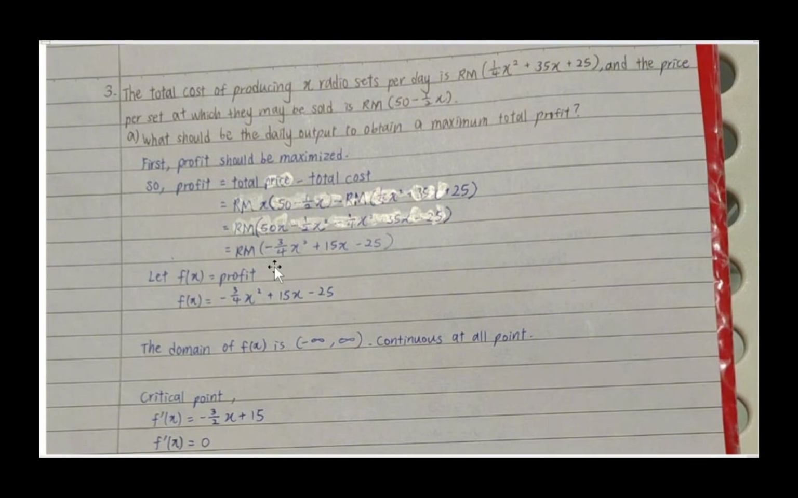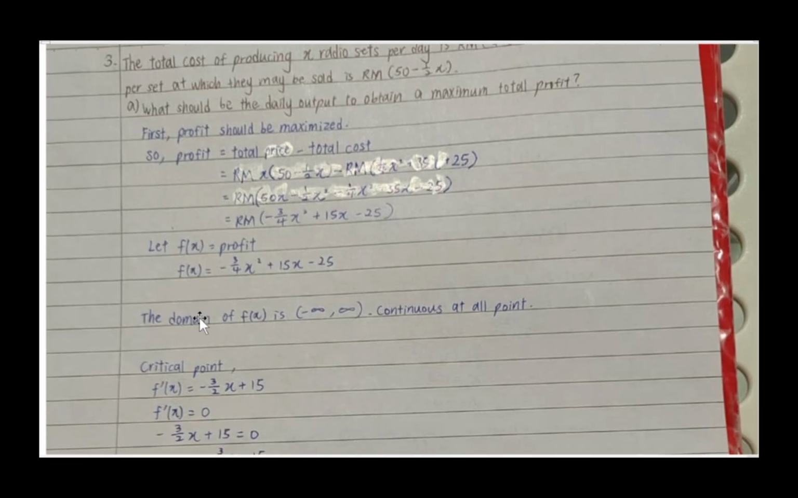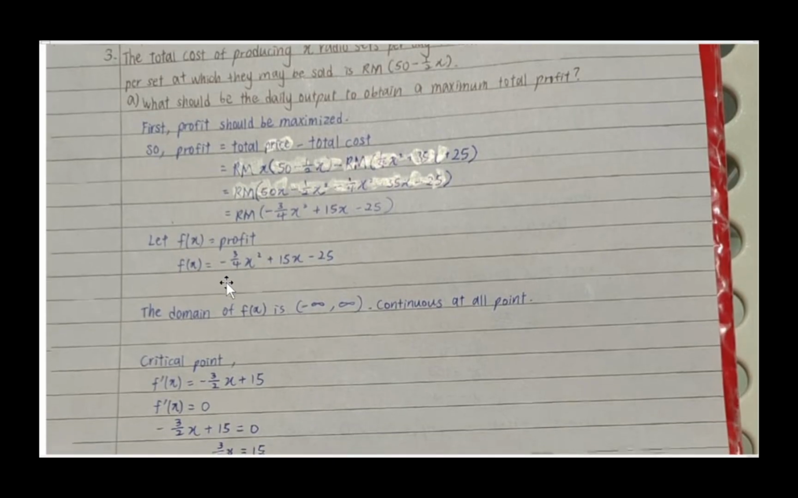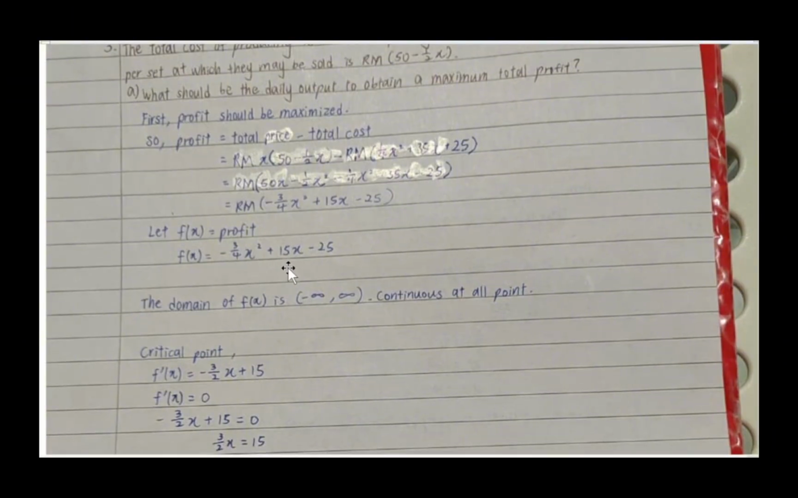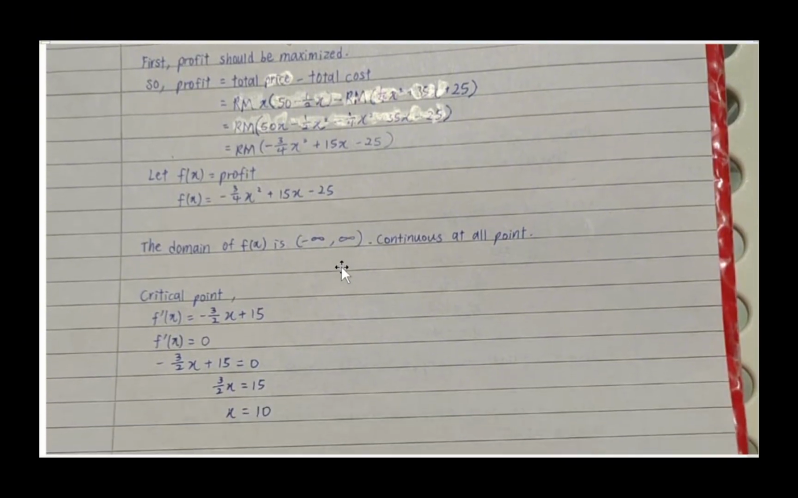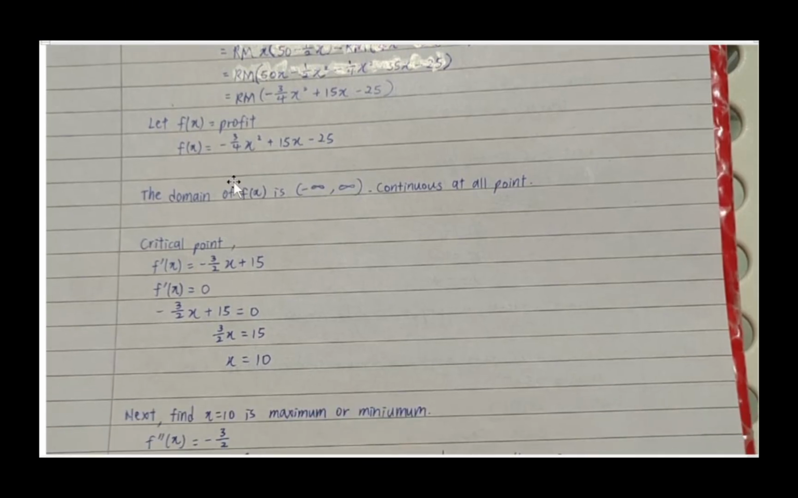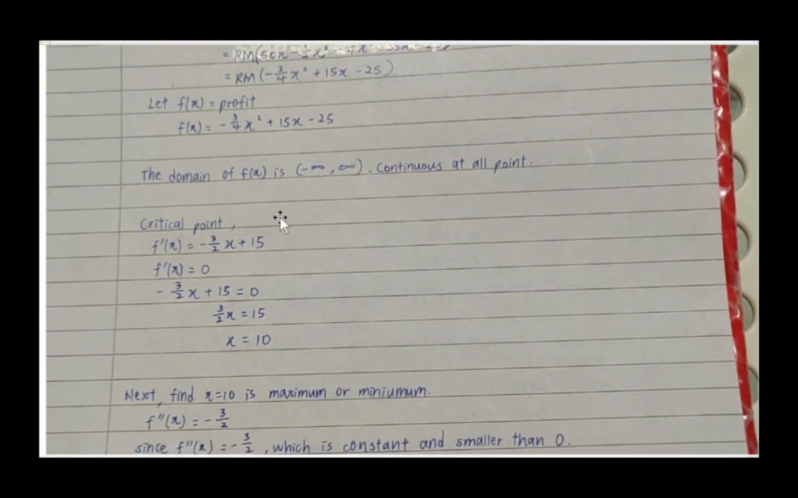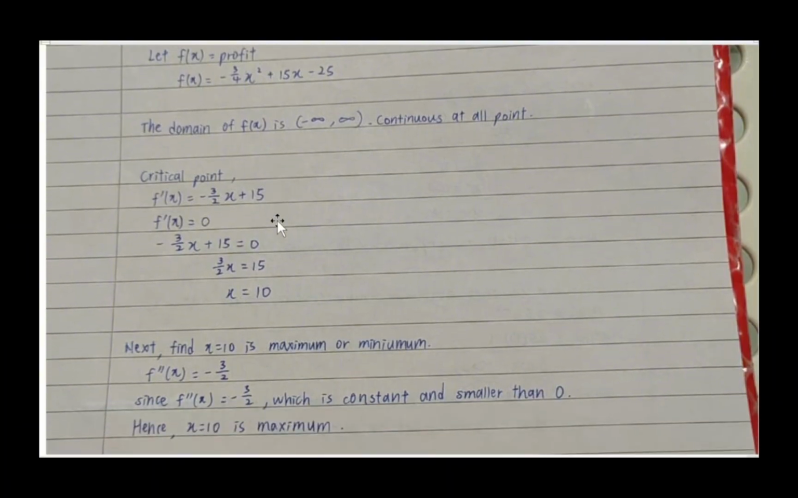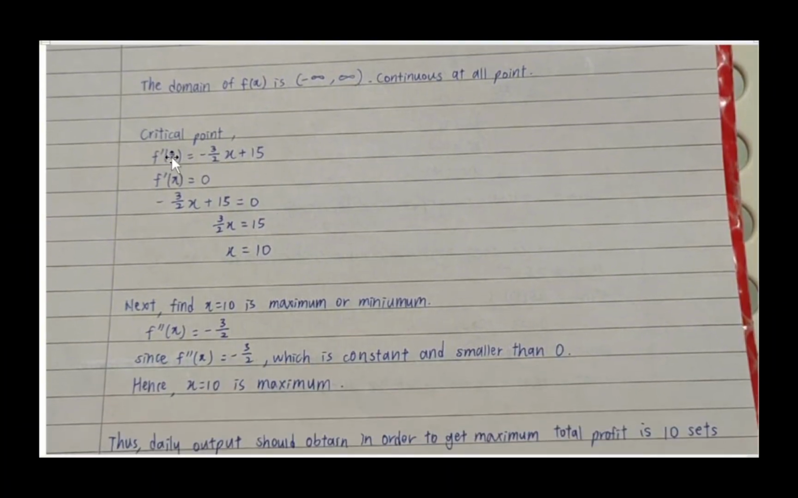Second step, we need to express this as a function in one variable, so we let f(x) equal the profit and get negative 3 over 4 x squared plus 15x minus 25. Since it's already in one variable, it's done for the function. Then we need to find out the domain of f(x). Is there any endpoint there? Since it's a quadratic function, the function will be continuous at all points from negative infinity to positive infinity. Then the fourth step, we need to find out the critical point.